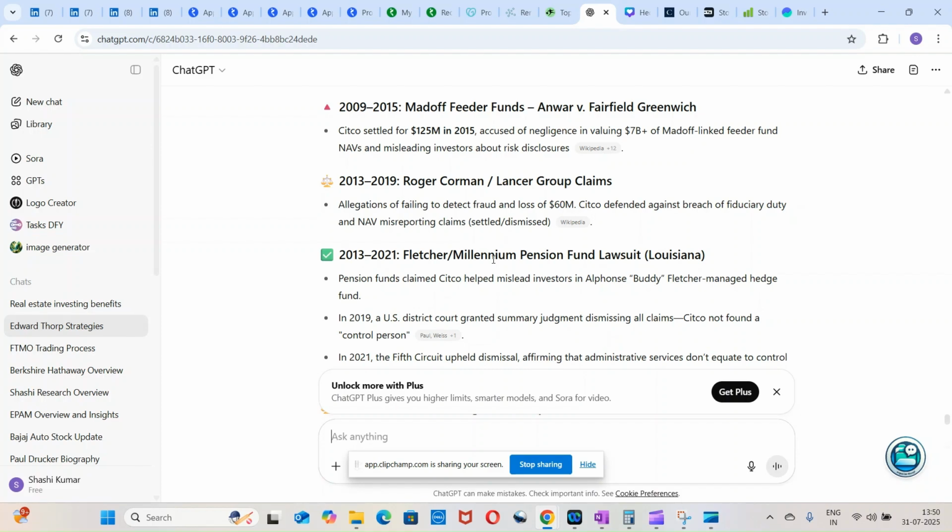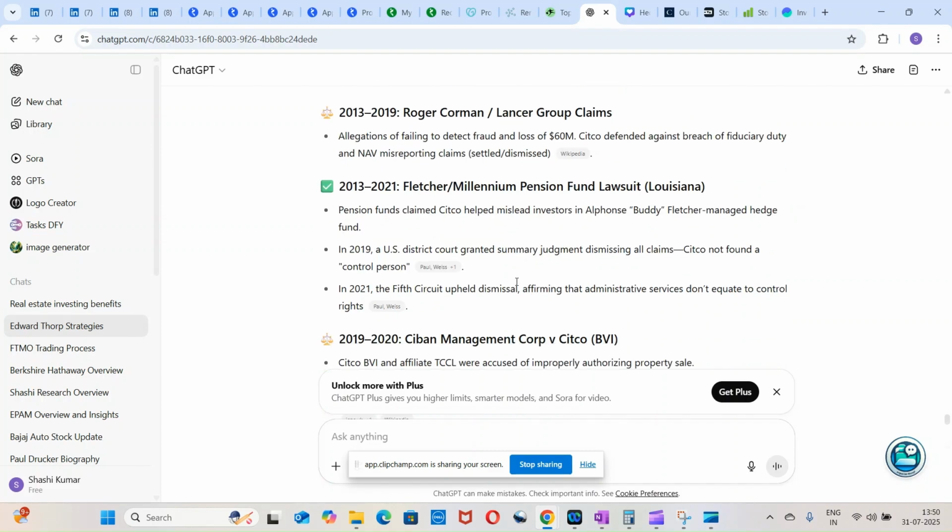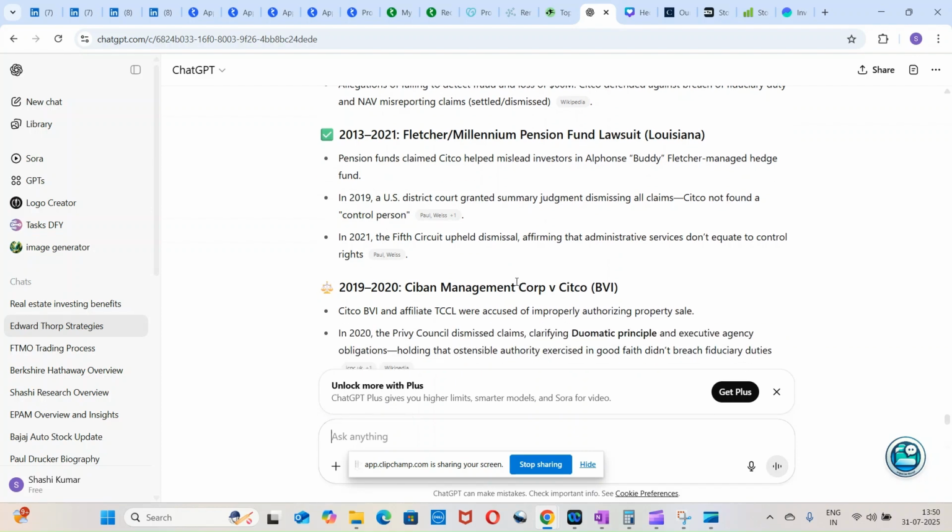They were settled or dismissed, this particular case. Okay. 2013 to 21, Fletcher Millennium Pension Fund lawsuit in Louisiana. Pension funds claim CITCO helped mislead investors in Alphonse Buddy Fletcher managed hedge fund. In 2019, a US District Court granted summary judgment dismissing all claims, and CITCO was not found a control person. In 2021, the Fifth Circuit upheld the dismissal, affirming that administrative services don't equate to control rights.